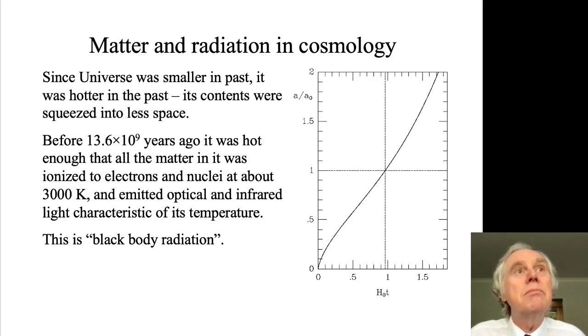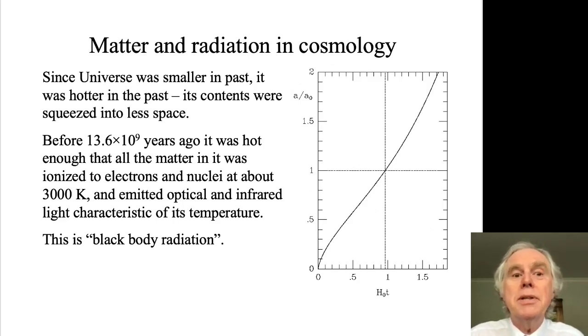Back at about 13.6 billion years ago, if you follow the equations, and there'll be a problem on the problem sheet to have you do that, you find that the compression relative to the present is such that the matter within it would have been ionized, at a temperature around about 3000 degrees.